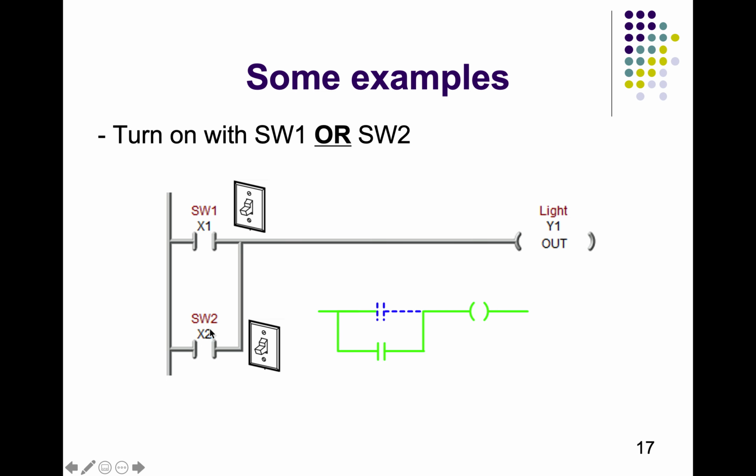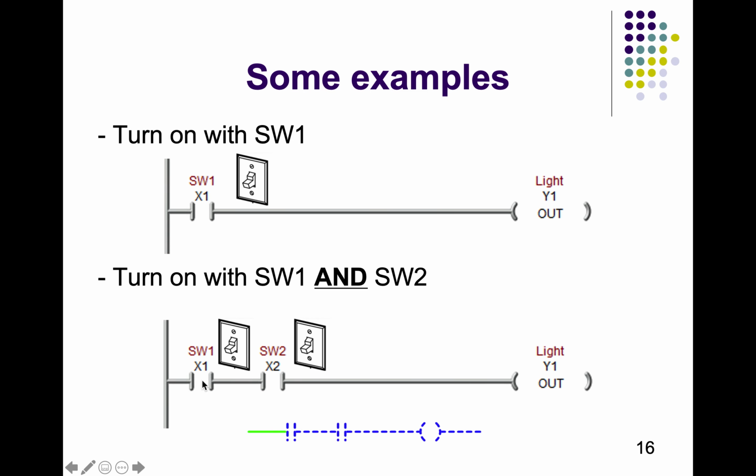So to do an OR logic, we are creating a parallel line to this first line and we are connecting that back to the output. So we are creating two parallel contacts. And whenever we connect the contacts in series, they are going to act as an AND logic.